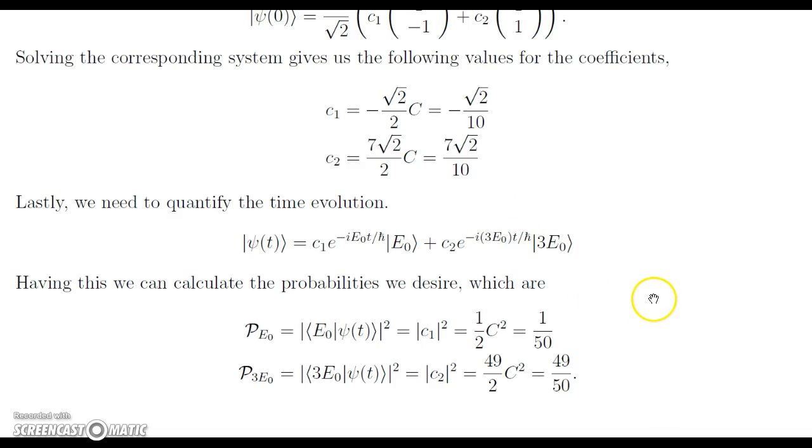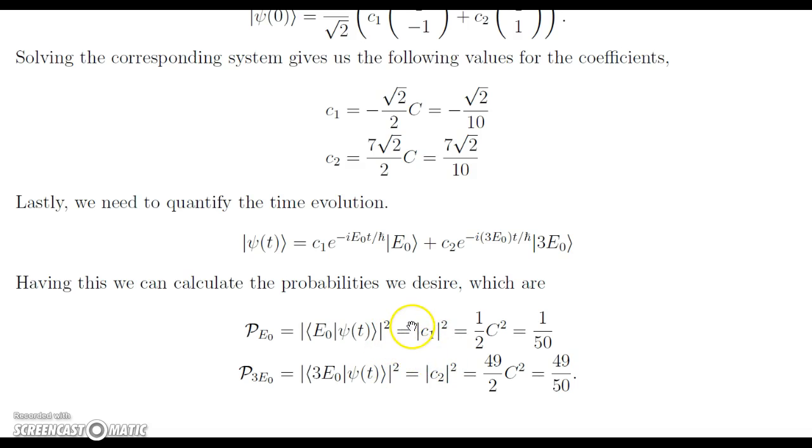And having this, we can calculate the probabilities we desire. And to do this, we can use a result given in the book. But first we just set up our probability as usual. The probability of E naught is the modulus squared of the corresponding bra for the state in a product with our arbitrary time evolution state psi of t.